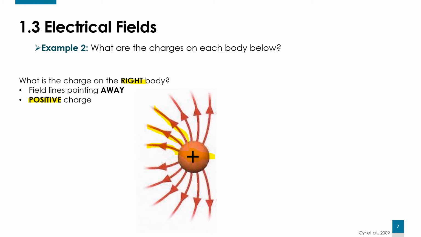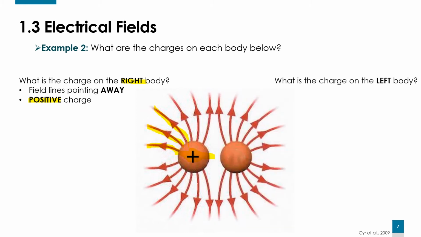Okay, let's see the left one. What's happening to the electrical field? Does it point toward or away? Look at the drawing. It points away as well, right? If it points away, what should the charge be? Positive, right? So it's positive.